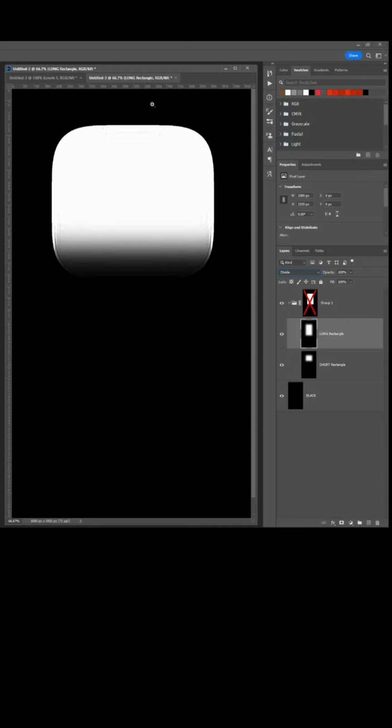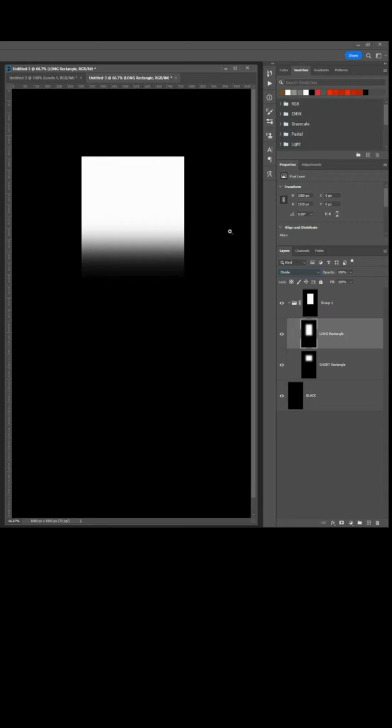Now it doesn't look very good because you're seeing a lot of this kind of crappy edge on the side here, but if I mask it against the original long rectangle, you can see that we've preserved 3 sharp edges and a blurry edge.